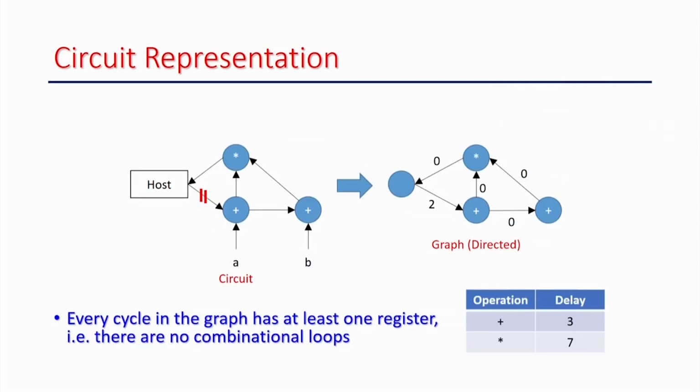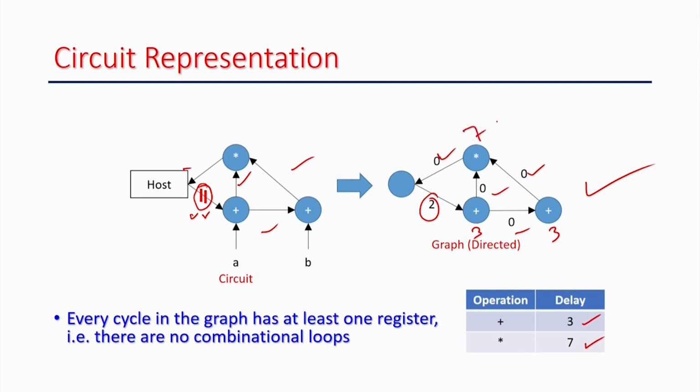Just to elaborate, there is an example here. Suppose this is my circuit, with adders and multipliers, and these red ones are the 2 resistors. If I represent it as a graph, there is an edge for each connection. I have nodes for each gate or combinational unit, and there are 2 resistors here, so the weight will be 2. All other edges have no resistors, so their weight is 0. We assume the delay of the adder is 3 and the multiplier is 7. So D of this node is 3, this is 3, this is 7.